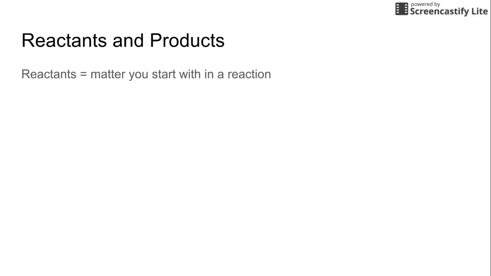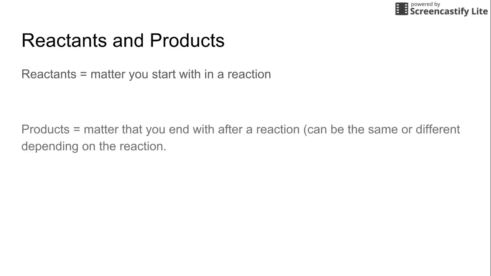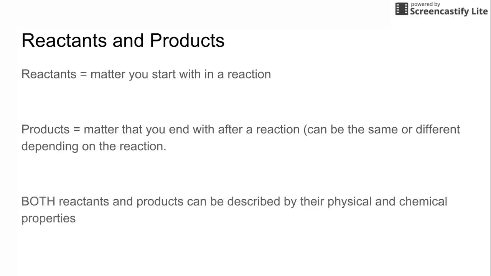So the reactants are the matter that you start with in a reaction, and the products are the matter that you end with after a reaction. And this can be the same or different depending on the reaction or the type of reaction. Both reactants and products can be described by their physical and their chemical properties. So just like anything else we've talked about, there are physical and chemical properties to each.